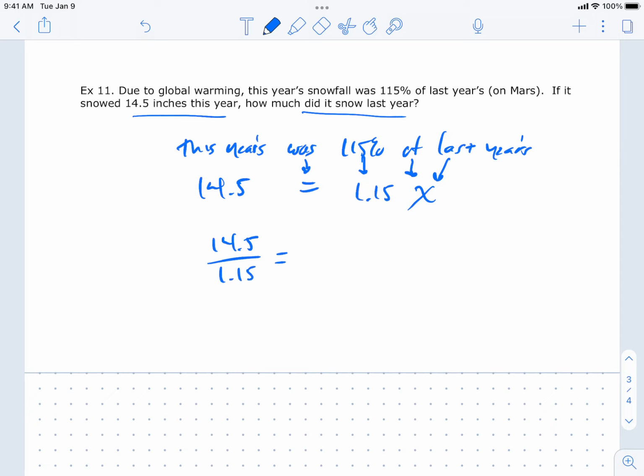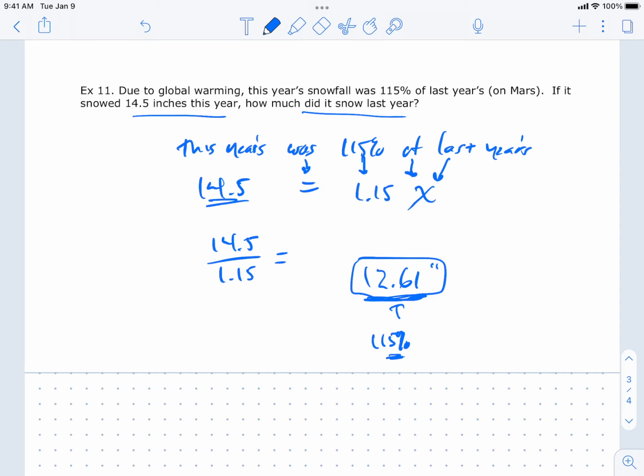And so what do we end up with? Let's see now here. 14.5 is being divided by 1.15, and we've got 12.6, maybe 12.61 if you want to try to be a little more accurate. Something like 12.6 inches was last year. So this year was 115% of this. Now again, 100% would be 12.6. If you add 15%, it means you add a little bit, you get to 14.5. So it seems reasonable. Okay, cool.